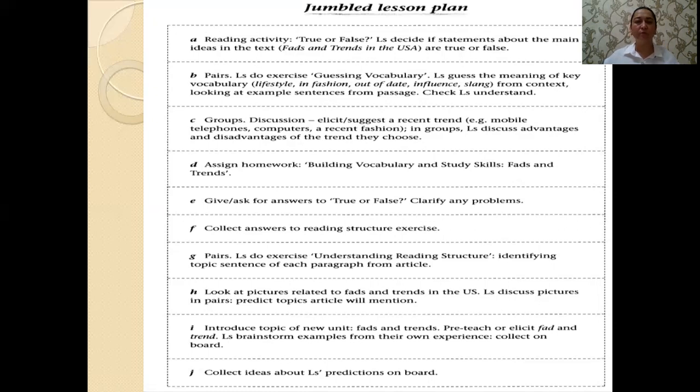Assigning, giving homework will be the last step of our lesson plan, building vocabulary and study skills, facts and trends. So in this way, the teachers should plan their lessons. There are a lot of templates, but the teachers should be sure that they have the clear aim, the clear topic, and appropriate activities and appropriate approach to the lesson.